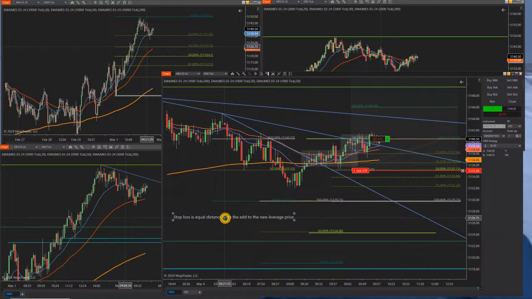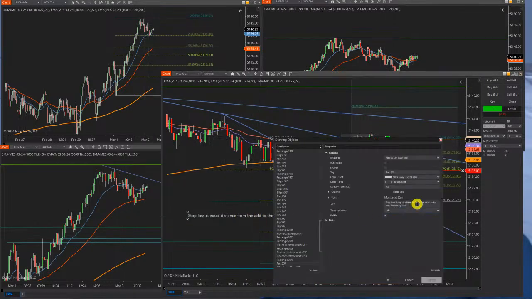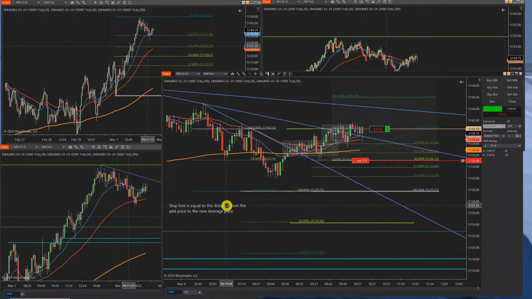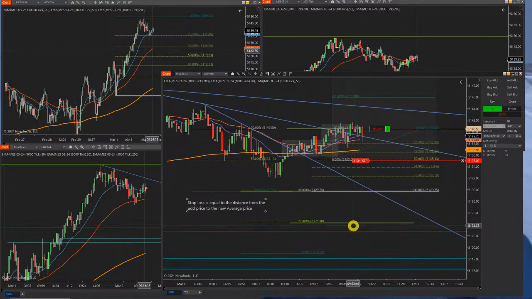Stop loss is equal to the distance from the add price. Let's change that from the add price to the average price. Stop loss is equal distance to the distance. There you go. Okay. Stop loss is equal to the distance. Let's do this. There's the average price. There's where we would add.